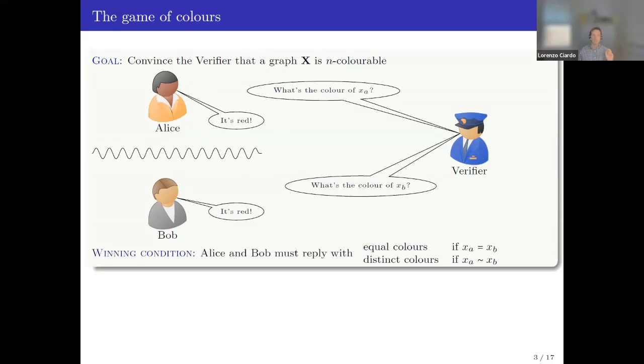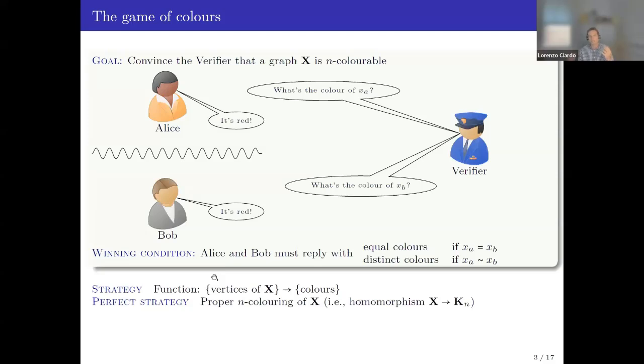Okay, so Alice and Bob win if they reply with equal colors whenever they get the same question, and when they reply with distinct colors whenever they get adjacent vertices. It's not very hard to see that this actually captures what we mean by n-coloring, right? So what is a strategy? Well, a deterministic strategy is going to be a function that takes vertices of X and assigns to them colors. So the vertices are the question and the colors are the answer. And the strategy is perfect whenever the function is actually an n-coloring, right? So the second condition is telling me that whenever I get adjacent vertices, they should get distinct colors. So this is just another way of defining n-coloring.